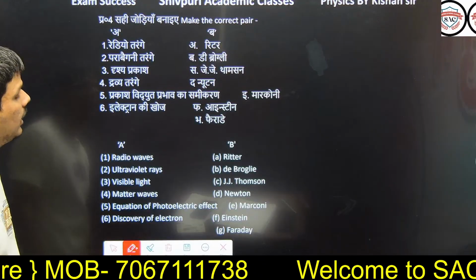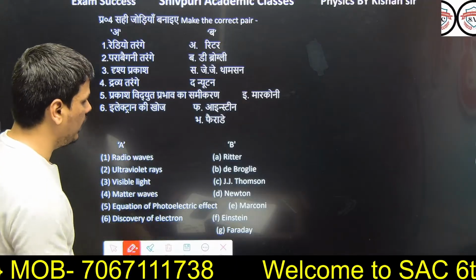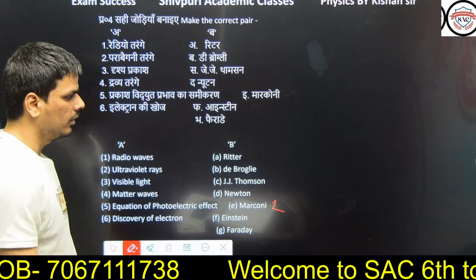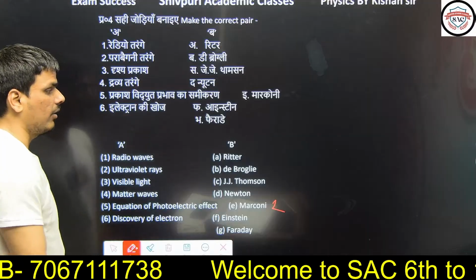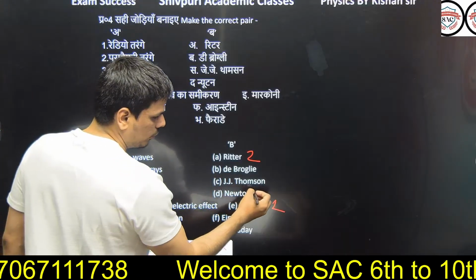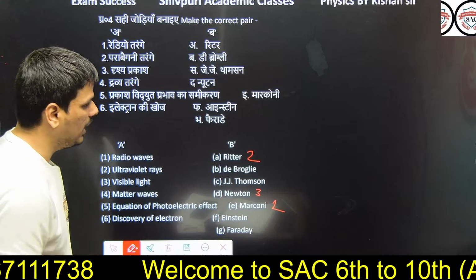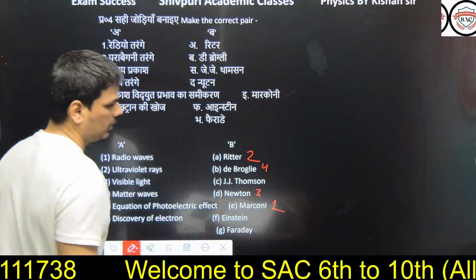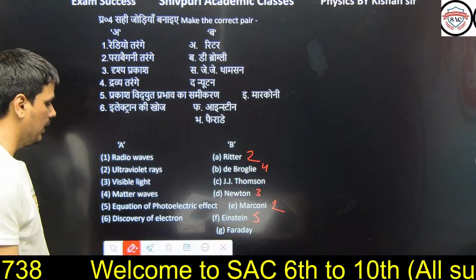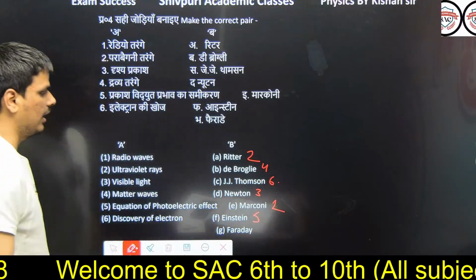Next kind of questions are the match the column questions. So for the match the columns, radio waves are given by Marconi. Second is ultraviolet rays. Ultraviolet rays is given by Ritter. Visible light is first shown by Newton. Now the question matter waves. Matter waves is given by de Broglie. Equation of photoelectric effect is by Einstein, and discovery of electron by J.J. Thomson. So these are our options.